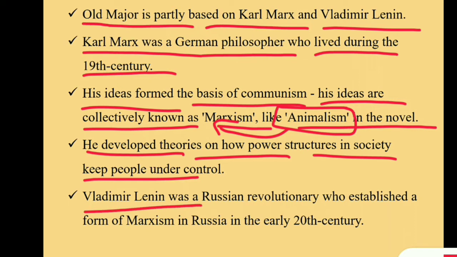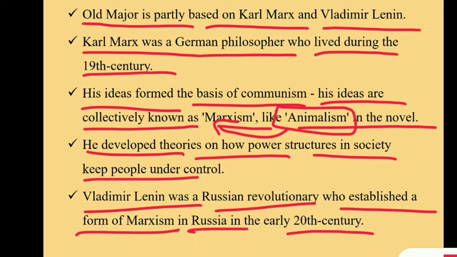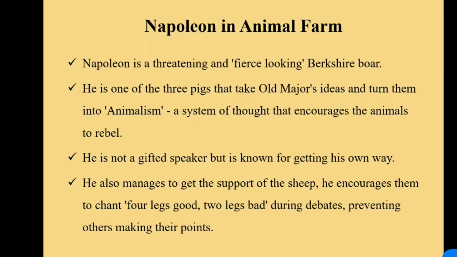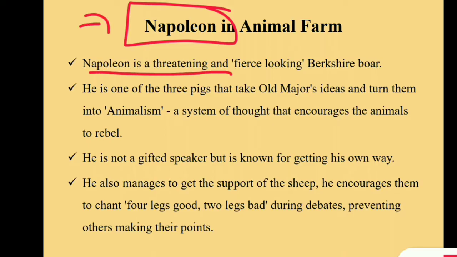Vladimir Lenin was a Russian revolutionary who established a form of Marxism in Russia in the early 20th century. This leader also becomes very important because he plays a crucial part in the Russian Revolution as well. Next character in the story is Napoleon in Animal Farm. Napoleon is a threatening and fierce looking Berkshire boar. He is a boar, or you can say male pig as well.